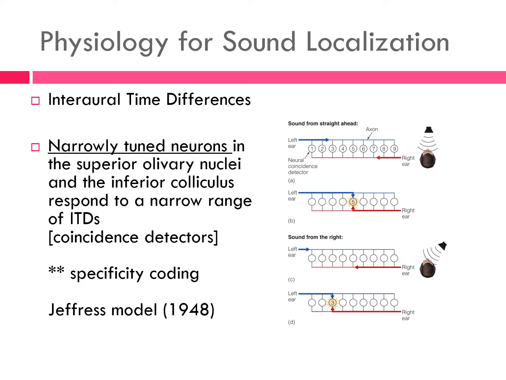What originally was proposed back in 1948 was this Jeffress model that suggested that we have narrowly tuned neurons. These are neurons in the superior olivary nuclei and in the inferior colliculus that respond to a narrow range of interaural time differences. And he talked about these as coincidence detectors, as his model was a kind of coincidence detector model. And you can see from the picture that this is really assuming specificity coding.